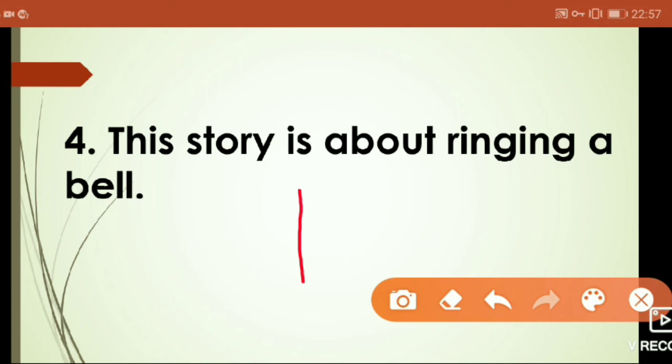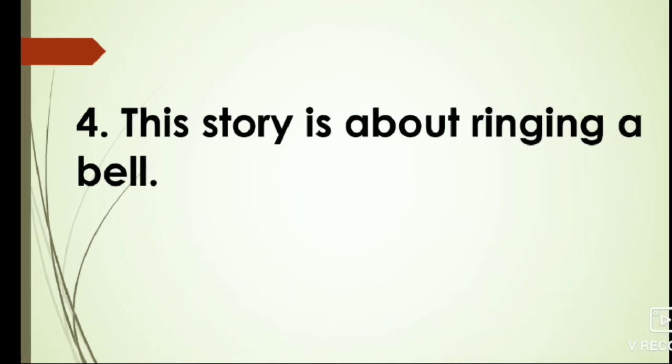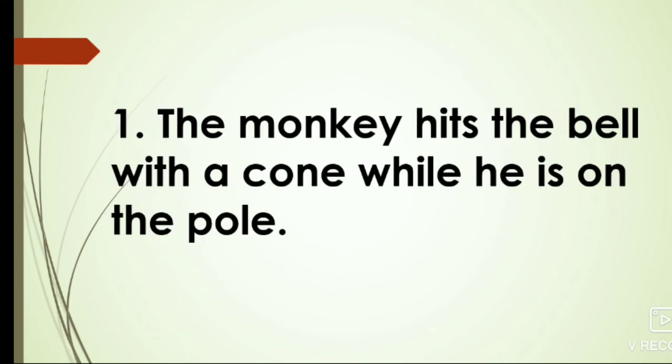Okay, so we have our main idea. So now we are left with our details. Let us have a look at the details again. The monkey hits the bell with a cone while he is on the pole. Is this detail number 1?